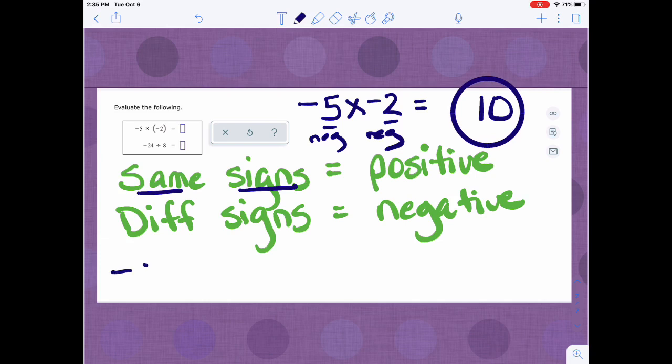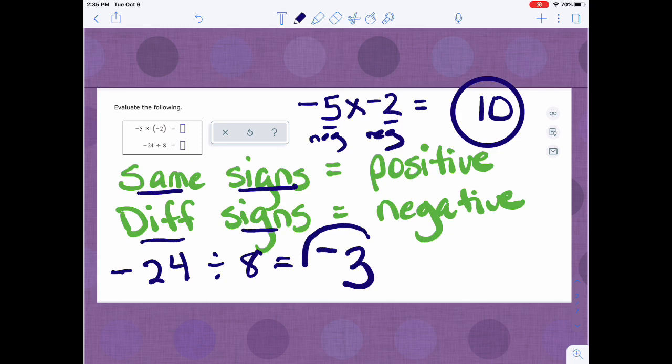Here I have negative 24 divided by 8. I do that math. 24 divided by 8 is 3. And I look at the signs. I have one negative, one positive. They are different signs, so I'm going to have a negative answer. Check yourself. 8 times negative 3 gives me negative 24. Yes.